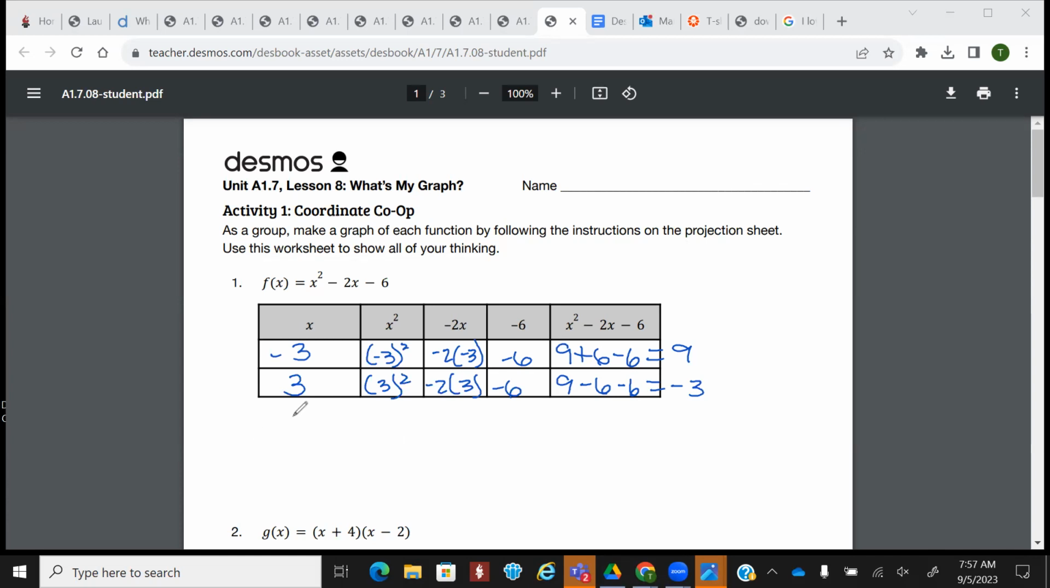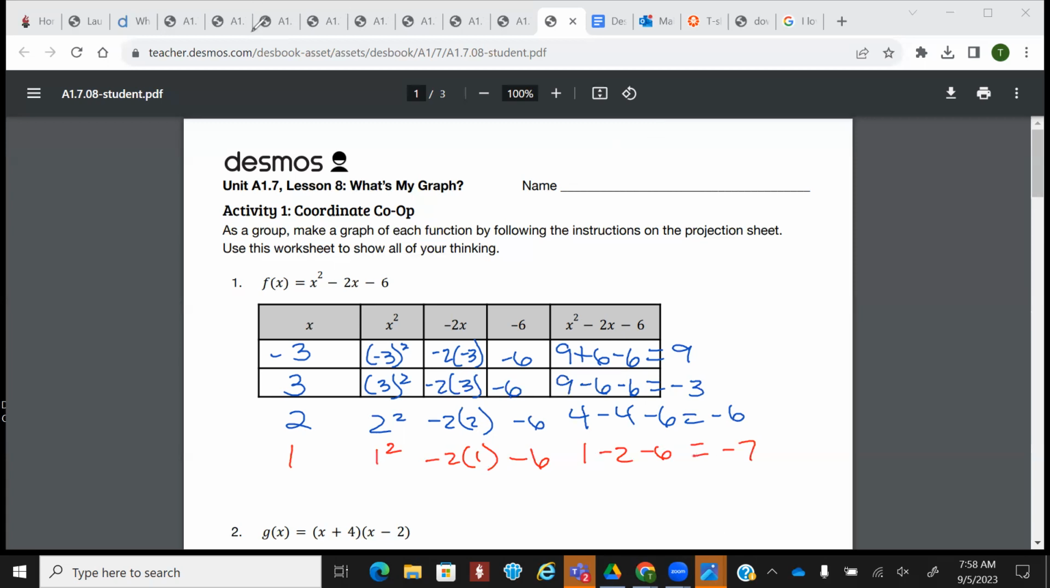2. I say -2. Okay, if I plug in 2, that would give me 2 squared minus 2 times 2 minus 6. That gives me 4 minus 4 minus 6. So that's going to give me -6. What's one more? 1. So if I plug 1 in, I would get 1 squared minus 2 times 1 minus 6. So this is going to give me 1 minus 2 minus 6. So that's going to give me -7.